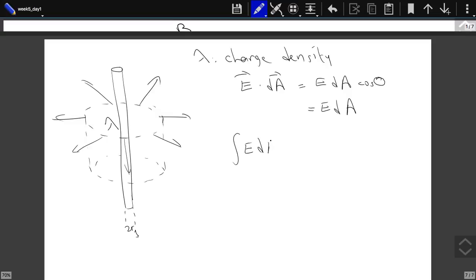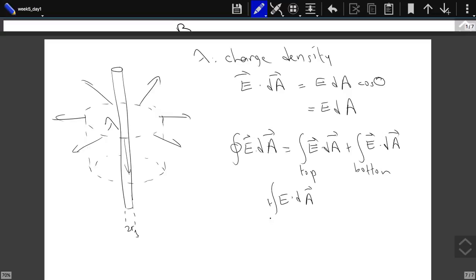Now we can imagine E dot dA over this closed surface. Now, of course, if we imagine this cylinder as a closed surface, we have the bottom area, we have the top area. We also have to take that into account. This is E dot dA over the top plus E dot dA over the bottom plus E dot dA over the side.